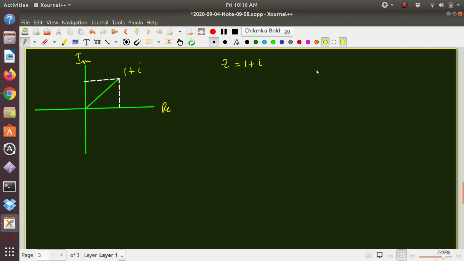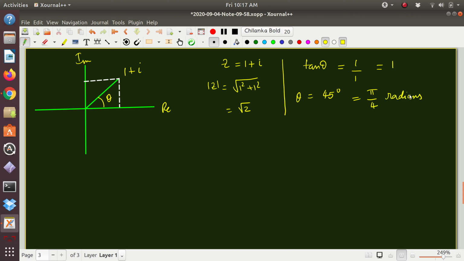Then first of all, mod z is the square root of 1 squared plus 1 squared, which is equal to root 2. Right? Now what is the argument? Tan theta is y by x, which is 1 by 1, which is 1. So because this theta lies in the first quadrant, you know the point lies in the first quadrant, you can ascribe theta is equal to 45 degrees or pi by 4 radians.